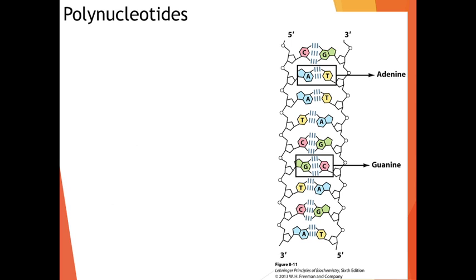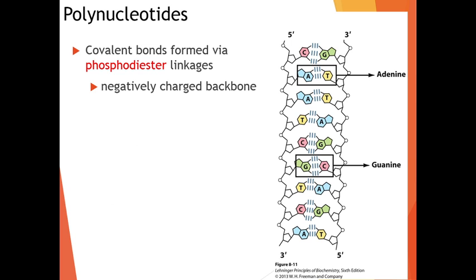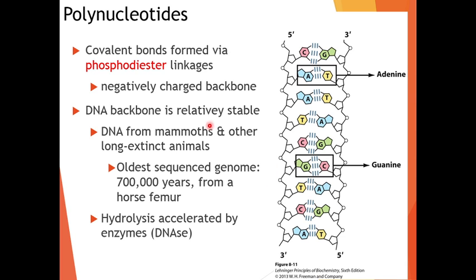Let's look at some properties of these polynucleotides. Covalent bonds are formed via phosphodiesters, as you can see, going from 5' to 3' in one segment of this polymer. These are covalently linked to each other, and the backbone is negatively charged. The DNA backbone is relatively stable.